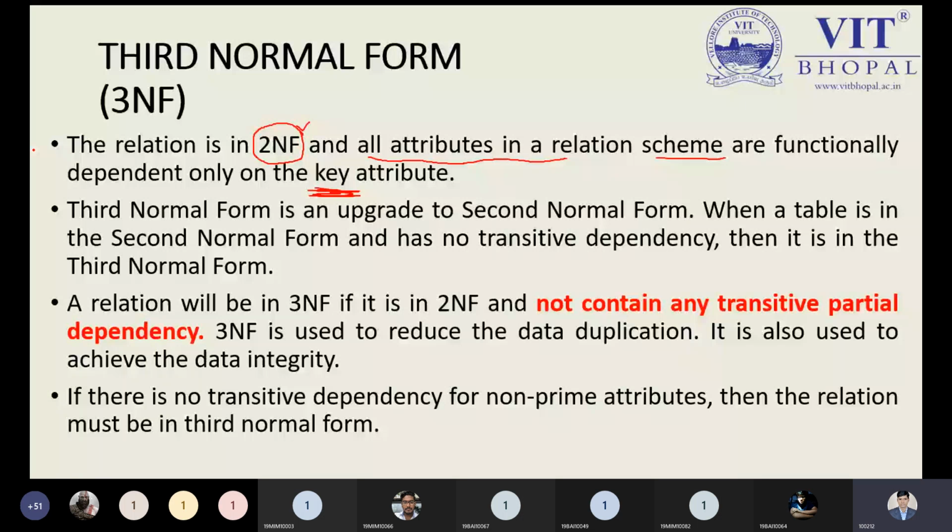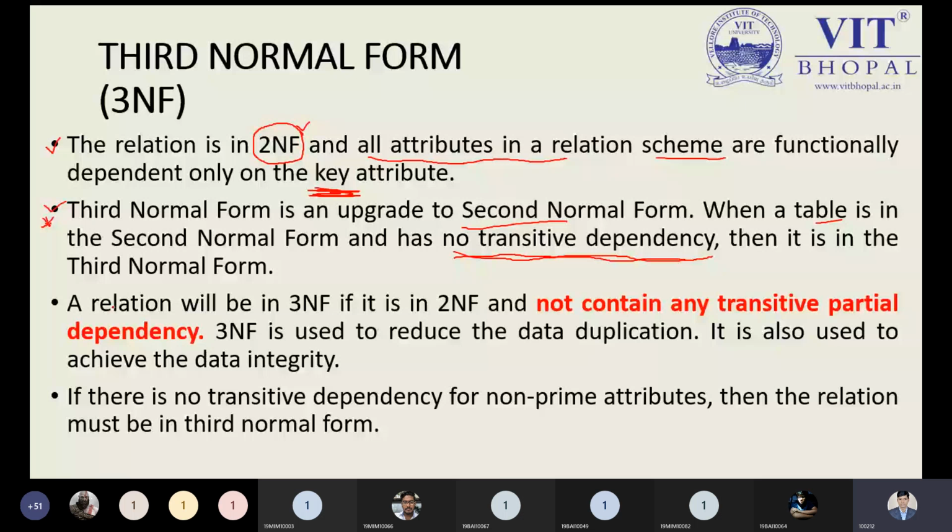If I talk about the third normal form in more detail, you can say it is an upgraded version of the second normal form. When a table or relation is in second normal form and has no transitive dependency, this is the point you need to keep in mind. In third normal form, your table or relation must be in second normal form and it should not have transitive dependency. Then it is called the third normal form. So this is the important definition from where you can start.